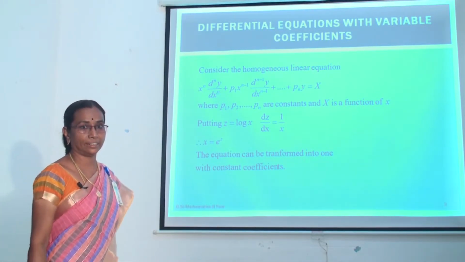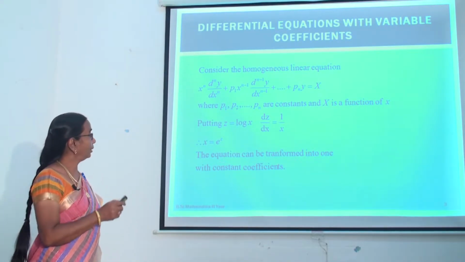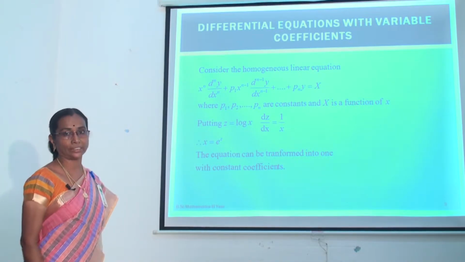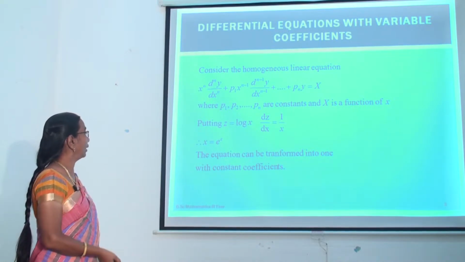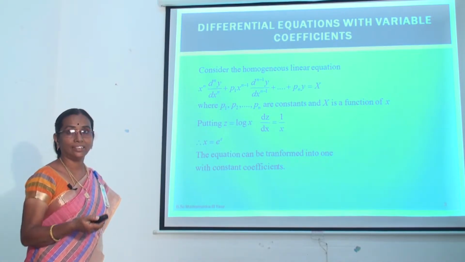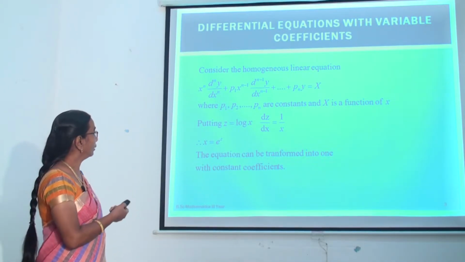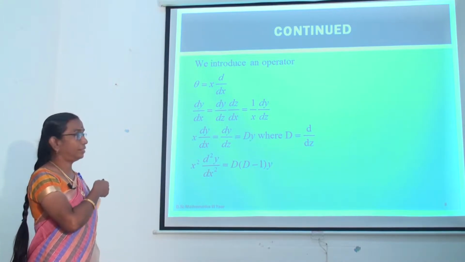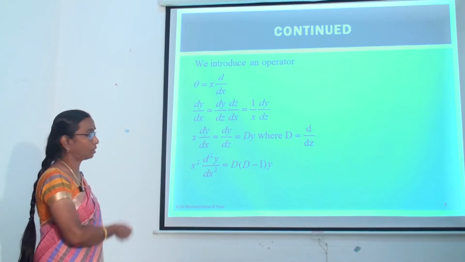For this we need the substitution z = log x. I think you know what dz/dx is. dz/dx is nothing but 1/x. From z = log x, we can find x = e^z. That we know, you have already studied these things. Next we need one more operator, theta. Theta is nothing but x d/dx. I am going to introduce this operator.